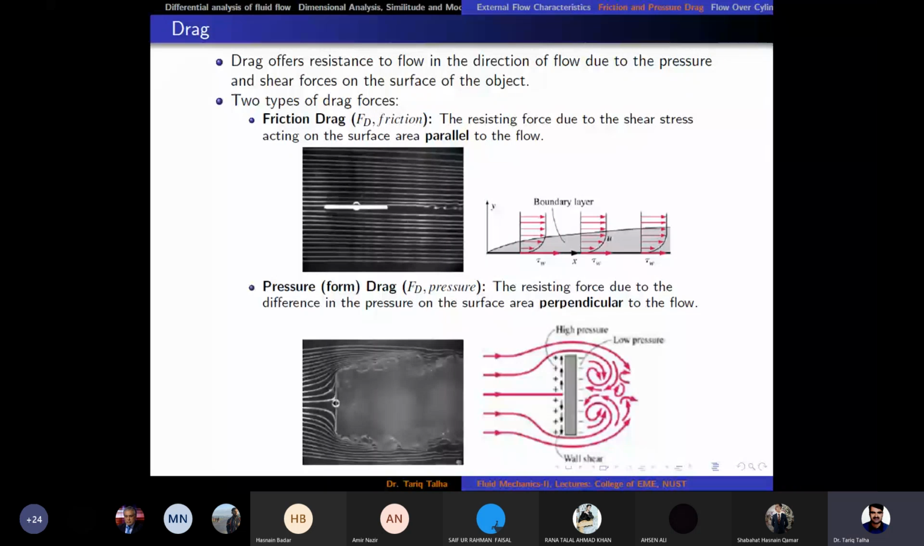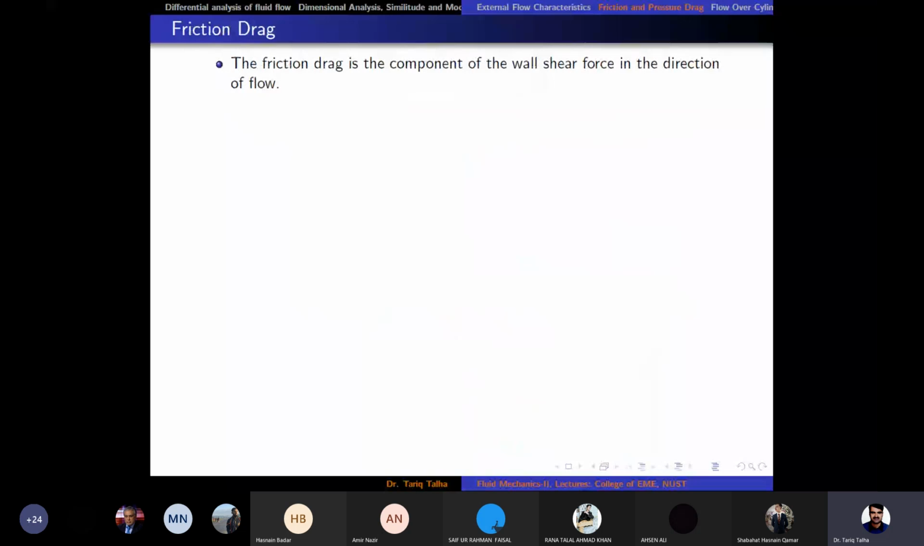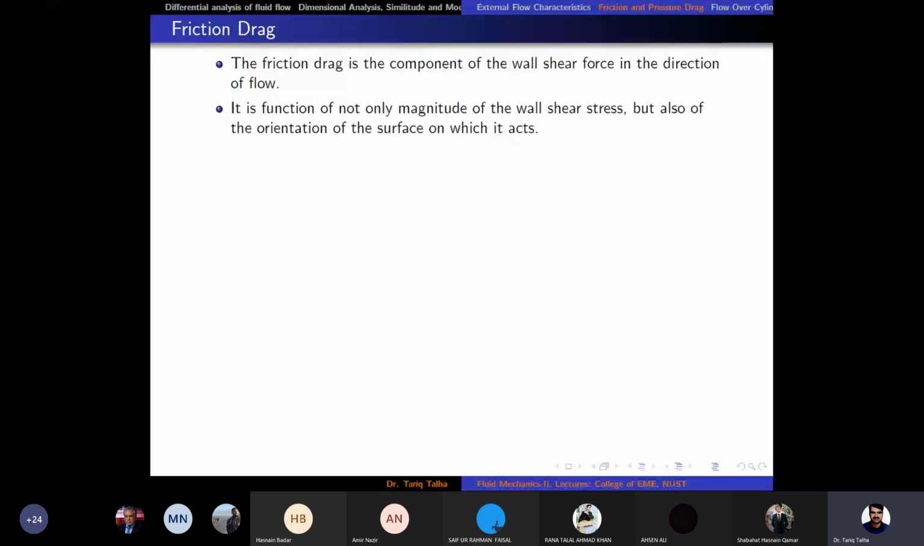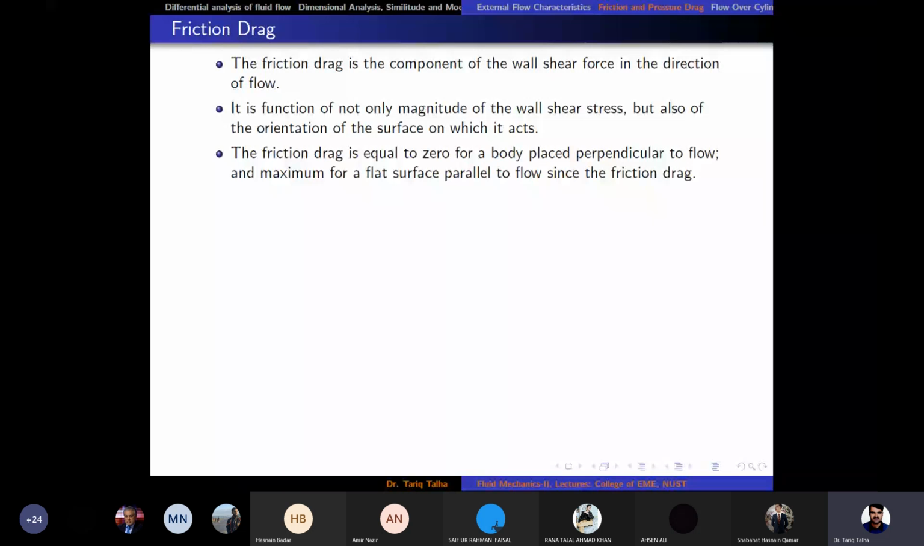Right. So the friction drag is the component of the wall shear force acting in the flow direction, and it is a function of not only the magnitude of the wall shear stress but also the orientation, whether it is parallel or at an angle to the flow, right? So the angle of attack, which we usually call it. So the friction drag is equal to 0 for a body placed perpendicular and maximum for a flat surface parallel to the flow.